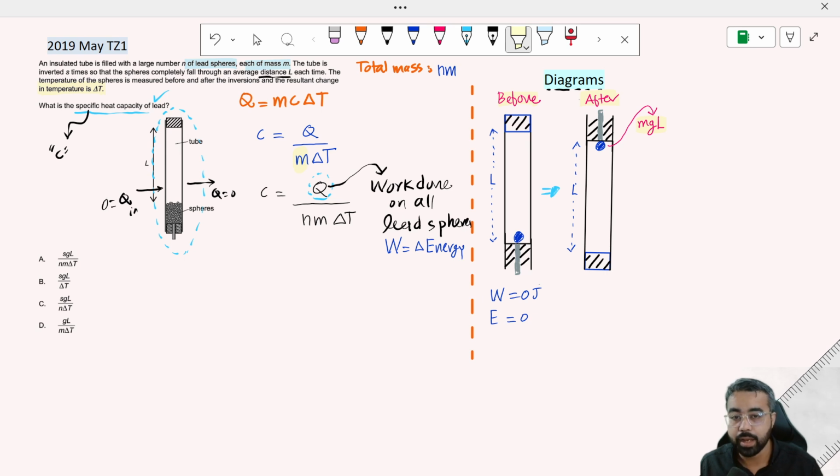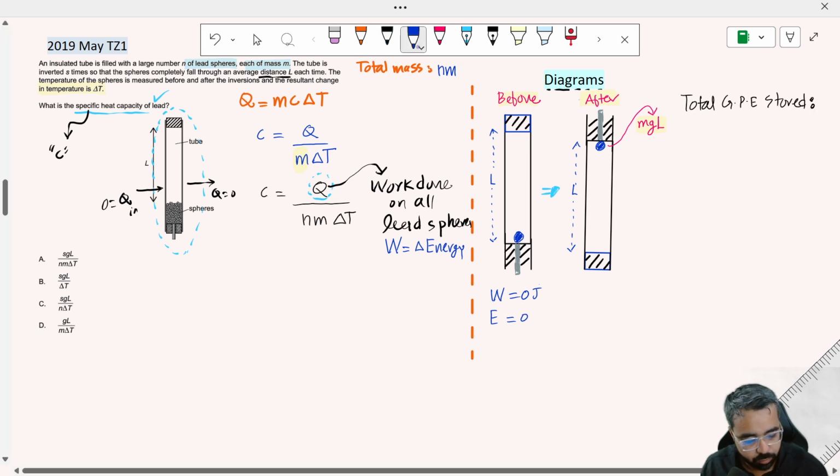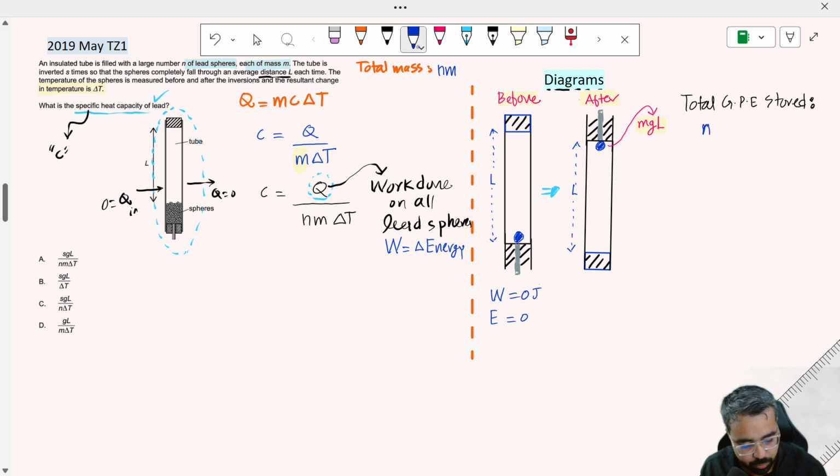But we have a large number of lead balls, so what will be the total gravitational potential energy stored? For this we should multiply by the total number of balls: n m g L. Now this is the total amount of gravitational potential energy stored, or in other words the work done, that will appear in the form of energy stored in all of the balls in one inversion. But according to the question, please pay attention that we are inverting s times.